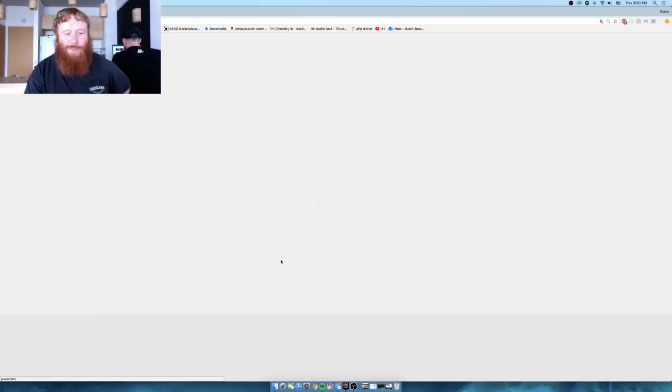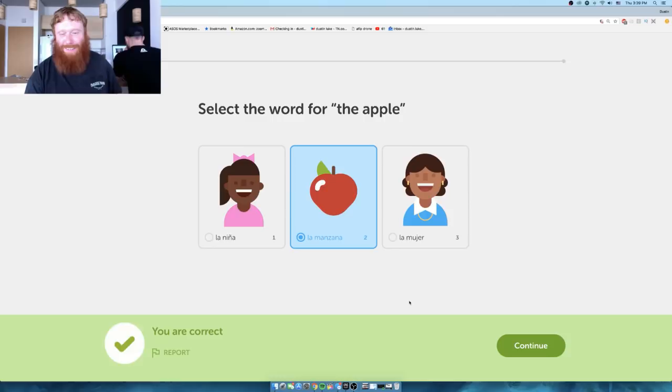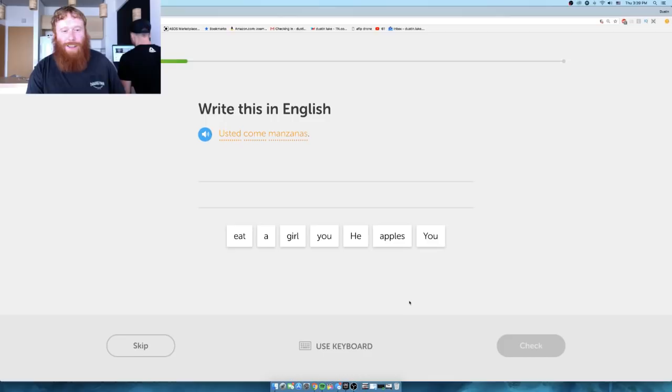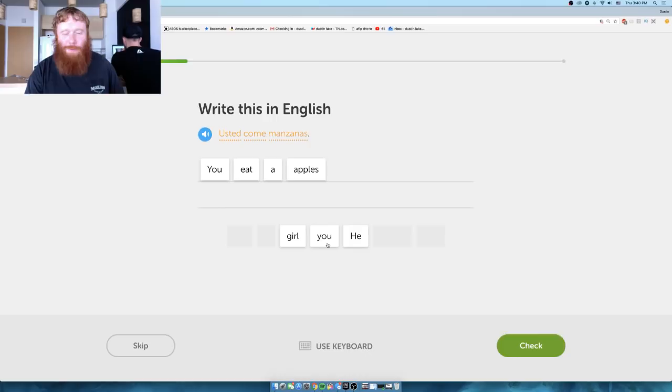Select the word for the apple. I know the word for apple. Those are the only words I know in Spanish. Okay, so usted come means you eat. I love how this has both capital and lowercase. Oh, I said you eat A apples. I'm not supposed to put A.